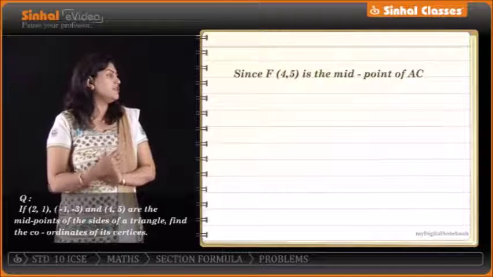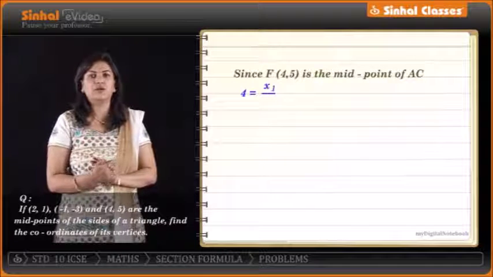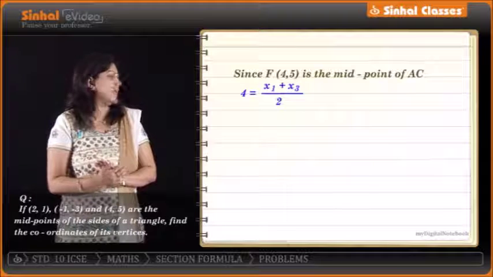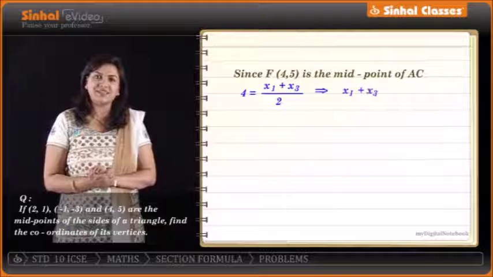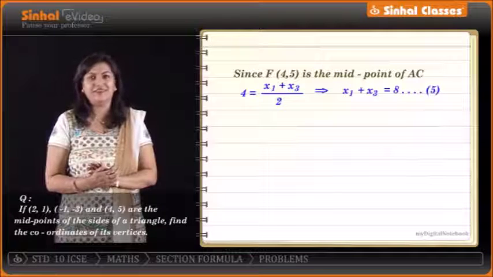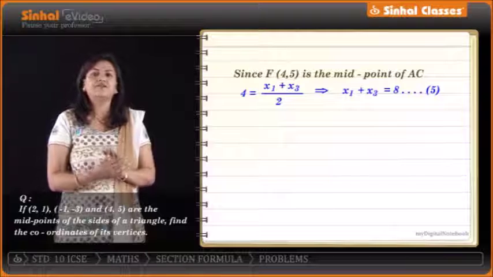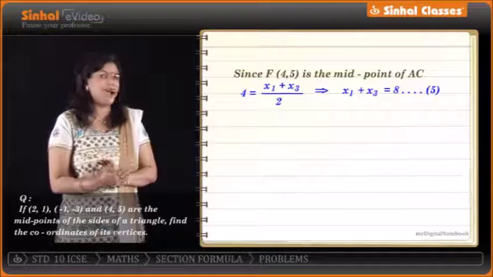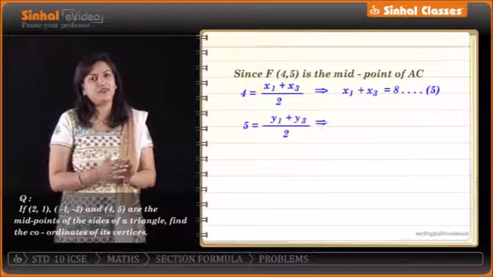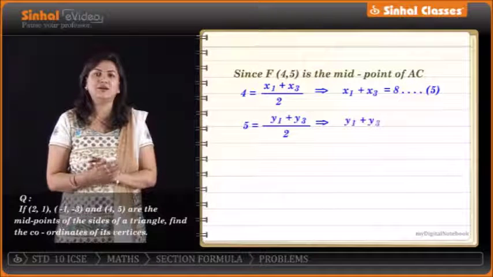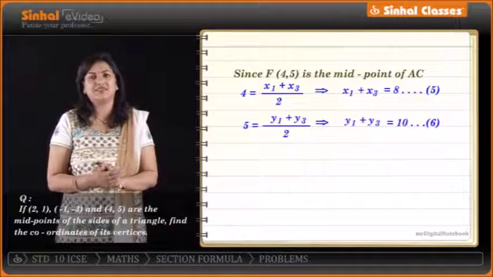Now F is the midpoint of AC. So we have 4 is equal to x1 plus x3 upon 2. That is x1 plus x3 is equal to 8. Number this as equation 5. Now one more equation. We take the y coordinate. 5 is equal to y1 plus y3 upon 2. That is y1 plus y3 is equal to 10. Number this as equation 6.